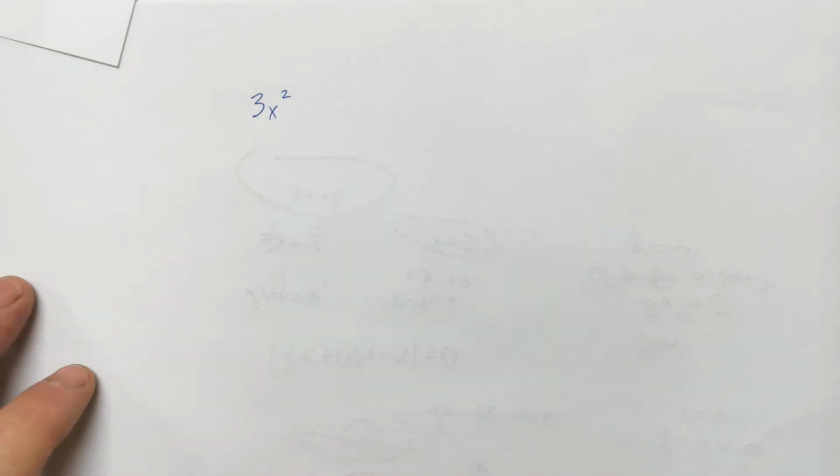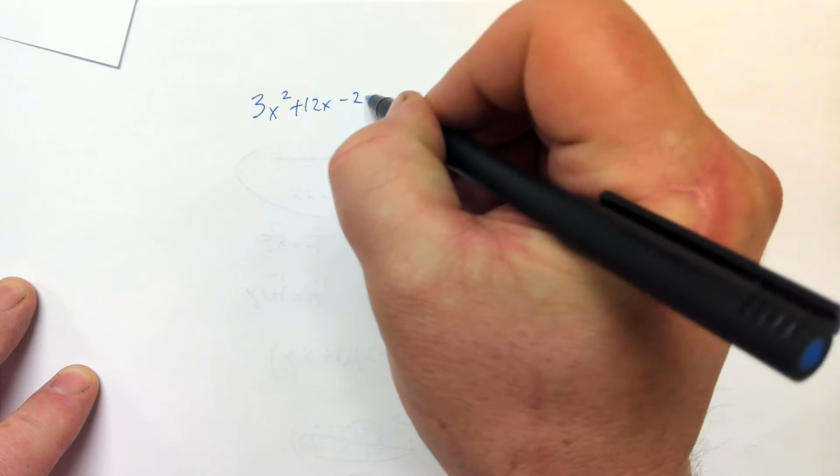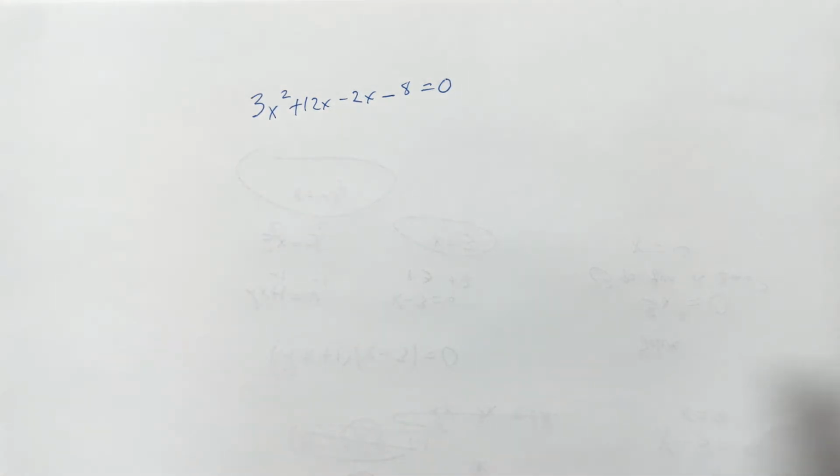So, let me come up with one right here. Let's see. What if we did 3x squared plus 12x minus 2x minus 8 equals 0? What if we did that? Does it become negative 2? There's a couple ways you could do it. But if there's 4 terms, I would do factor by grouping, because it's not that difficult.